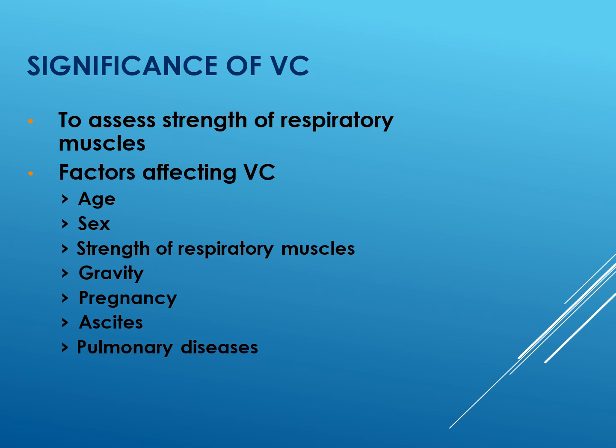And in ascites, ascites means accumulation of fluid in the abdominal cavity. So VC is reduced due to the same reason as in pregnancy, that is, pushing up of diaphragm and reduced capacity of thoracic cavity. And various pulmonary diseases like fibrosis, emphysema, respiratory obstruction, edema, effusion are all associated with decreased vital capacity.